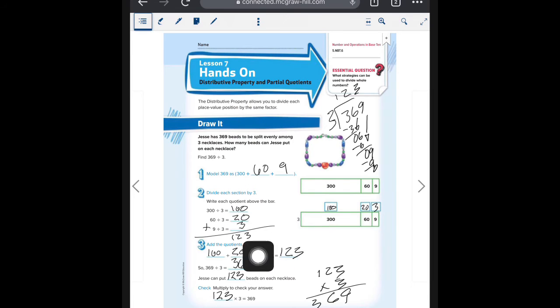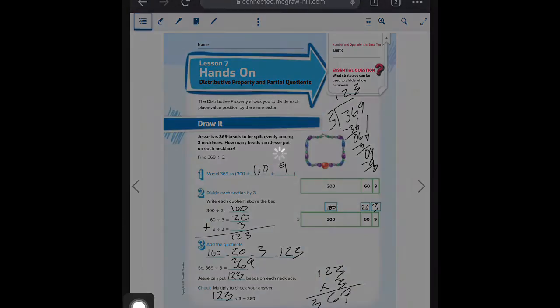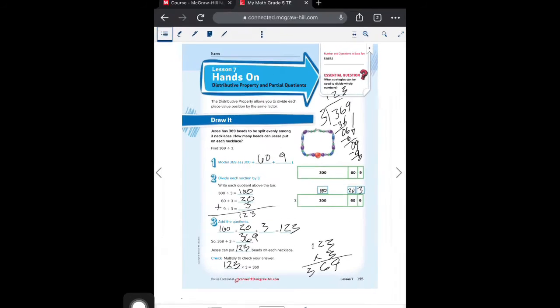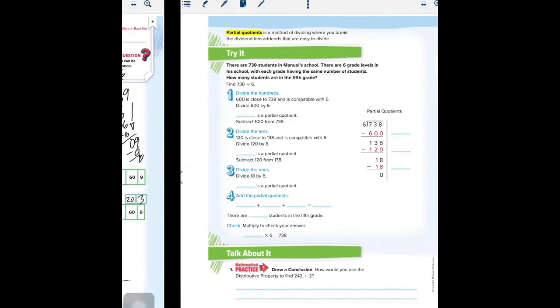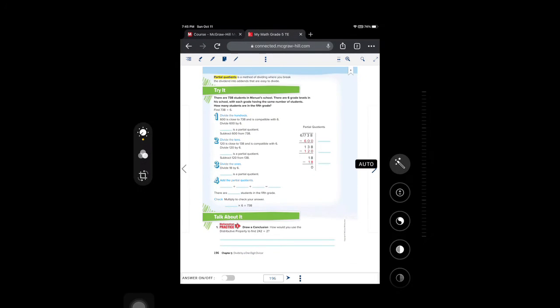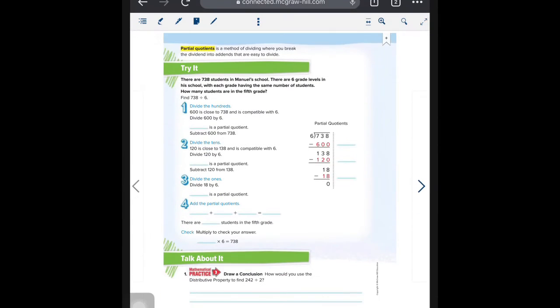Now we talked about distributive property right here. We're going to talk about partial quotients on the next part, and it's going to kind of blow some of your mind. So just hang with me, and I'll try my best to explain it so that you will understand. All right, right here, partial quotients is the method of dividing where you break the dividend into add-ins that are easy to divide.